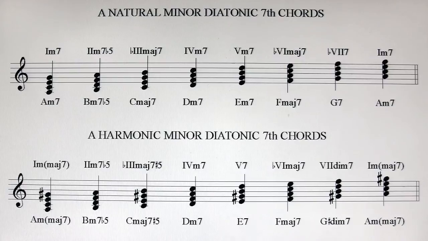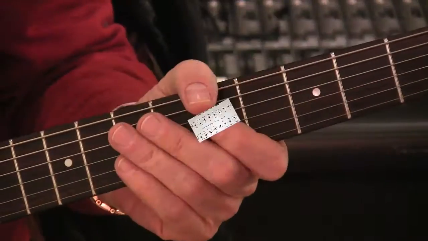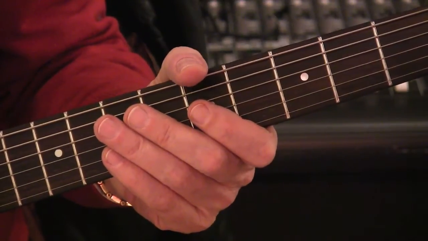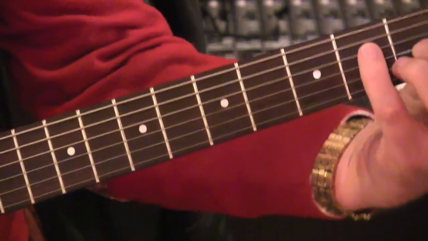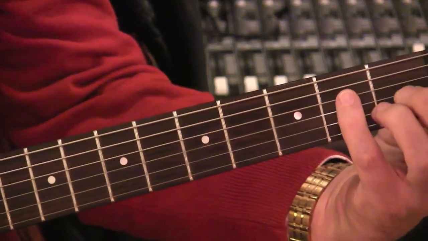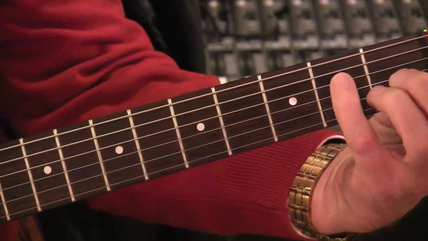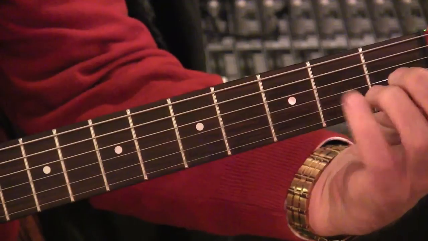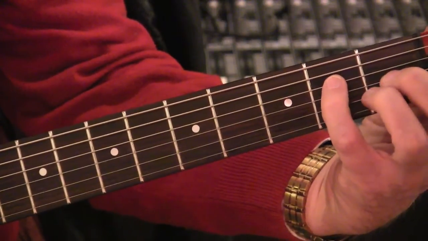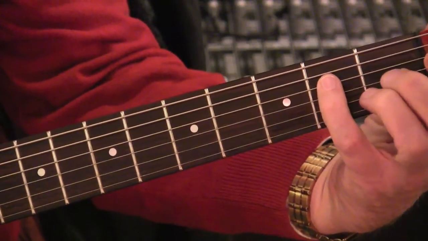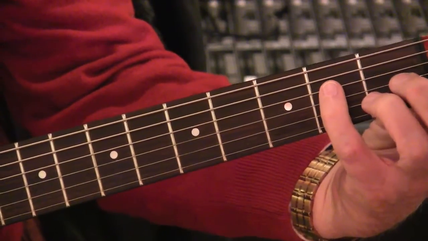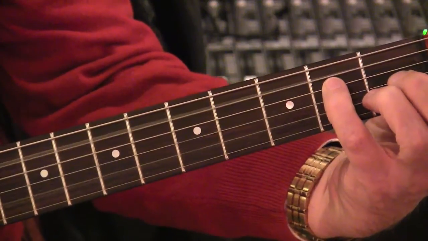Okay, let's now go back to the guitar and see how these chords look in a couple of different fingerings. Let's have a look at the chords built from A harmonic minor. Here's our first chord, our 1 chord, A minor major 7. Here's our A root. Here's the minor third on the 2nd string. The 5th here on the 4th string, and G sharp here is the major 7th on the 3rd string. A minor major 7th.